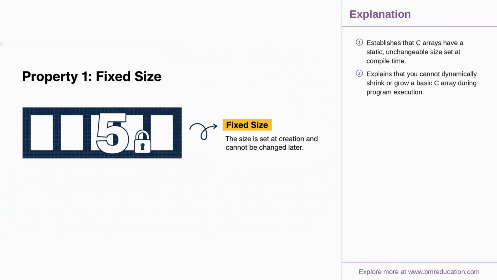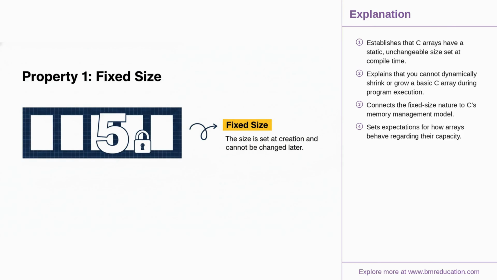The first core property is that arrays have a fixed size. When you create an array, you must tell the compiler exactly how many elements it will hold. This size is determined at compile time and cannot be changed while the program is running. This static nature is a key characteristic of C arrays and is fundamental to how they manage memory.